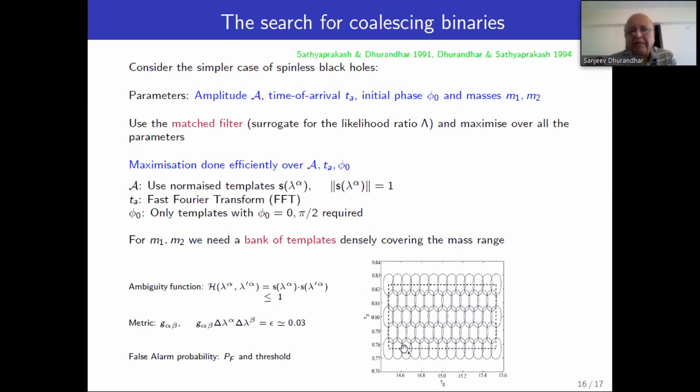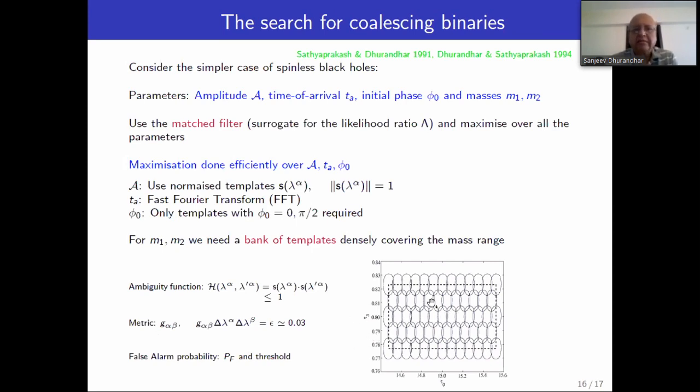So here is how the whole template bank looks. This is in some parameters, tau naught, tau 3, so don't worry about that. The templates span up circles or something like ellipses, and you must put them close enough so that this is a tiling problem. So you tile the parameter space so that there are no holes anywhere in the parameter space. So you need a whole lot of these templates, and then you maximize.